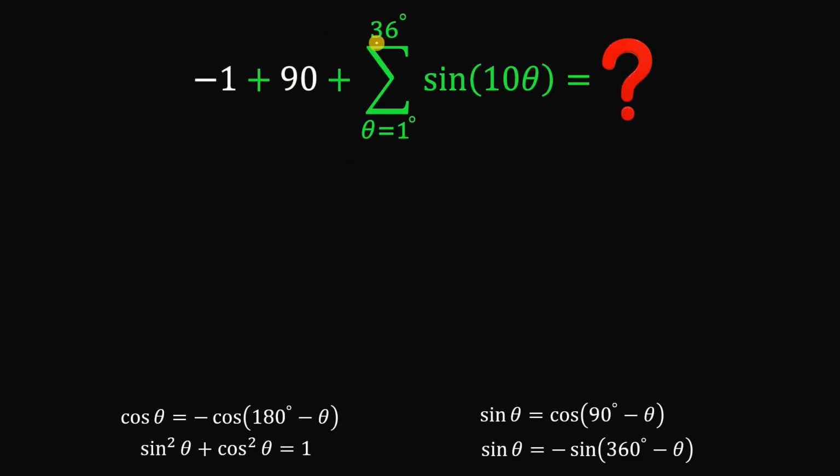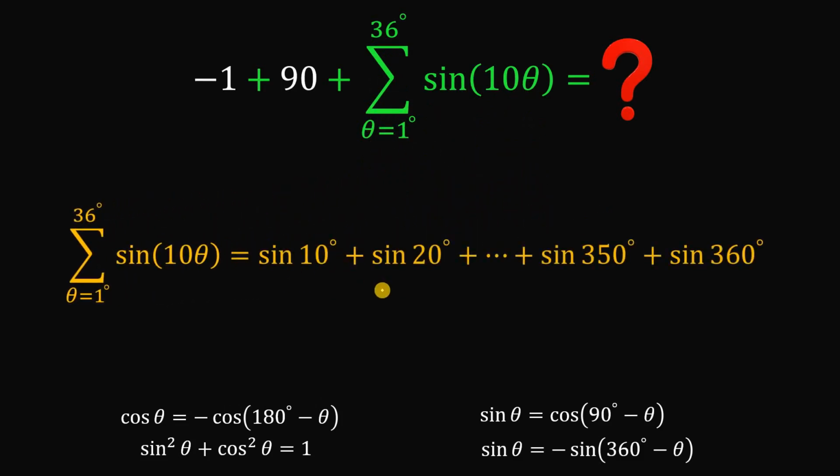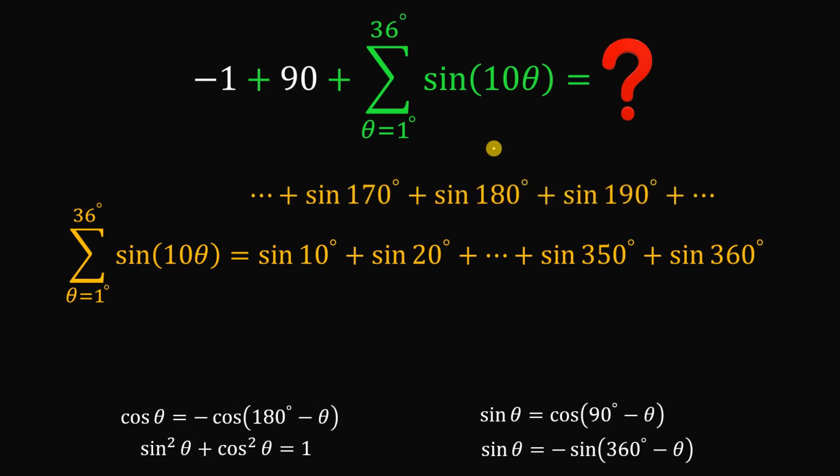And for the last one, let's have this expression, the summation of sine of 10 times theta, wherein theta goes from 1 degree up to 36 degrees. And this is equivalent to just sine of 10 degrees plus sine of 20 degrees all the way down to sine of 360 degrees. And we know also that in the middle of this, we have sine of 170 degrees plus sine of 180 degrees plus sine of 190 degrees.